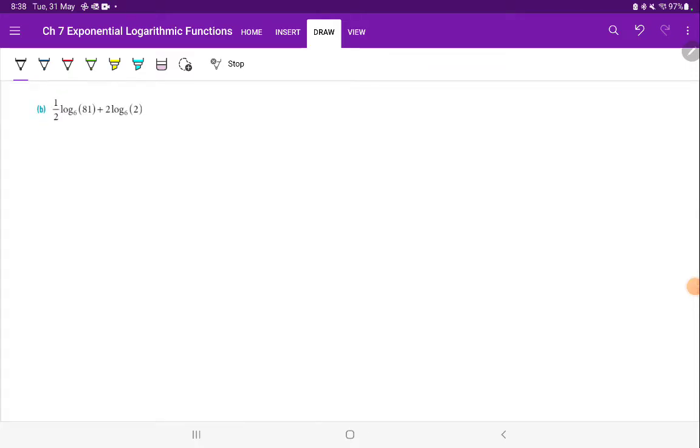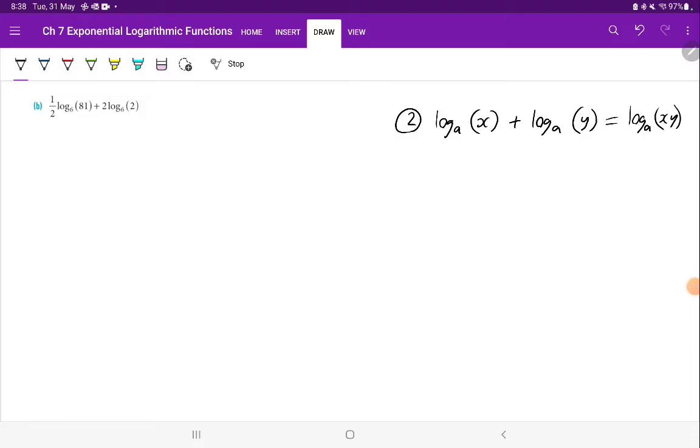So we've got a half log 6 of 81 plus 2 log 6 of 2. So I'm going to introduce two more log laws to you. The first one is the addition rule. You've got log base a of x plus log base a of y. Well, when we did subtraction, it became division, so it makes a lot of sense that when we do addition, it becomes multiplication. Base stays the same, and we multiply x and y together. And the third rule is that if you have log a x to the n, you can actually bring the n outside of the log.